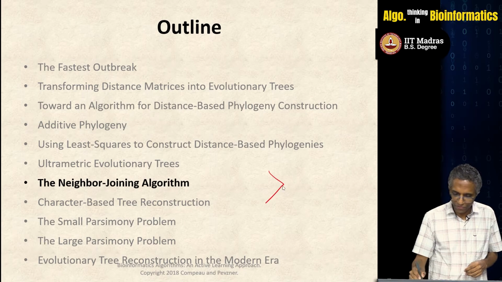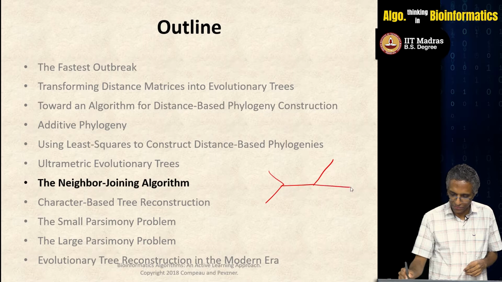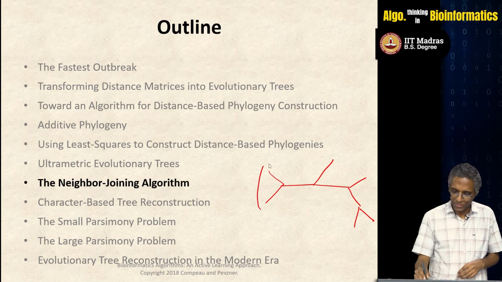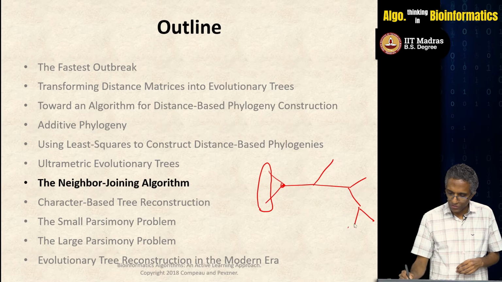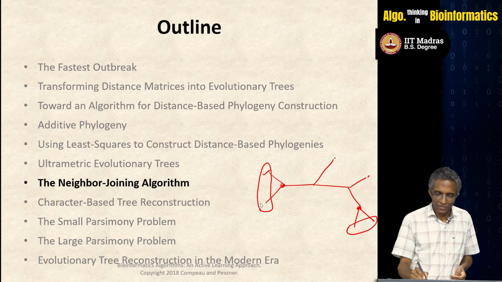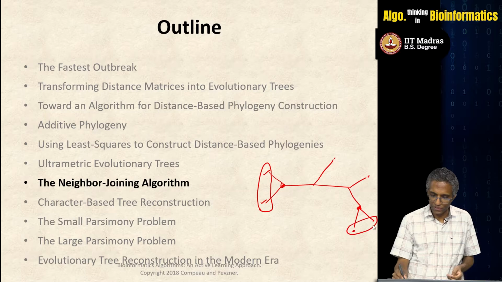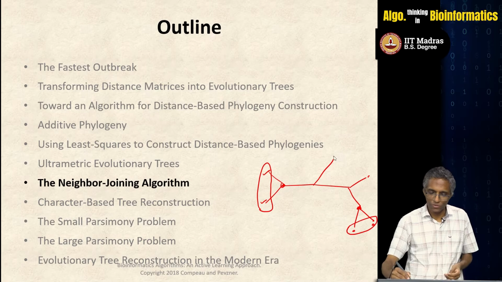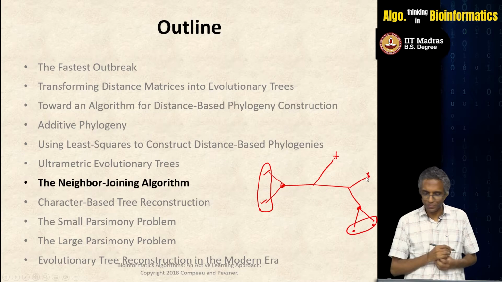So, if you have a tree like this, these two are cherries because they have the same common neighbor. These two are cherries because they again have the same common neighbor. This leaf and this leaf are not part of any cherries. But this leaf and this leaf form a cherry, and then this leaf and this leaf form a cherry. These two leaves are not forming a cherry.